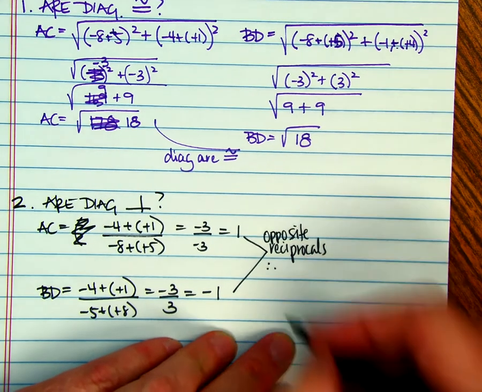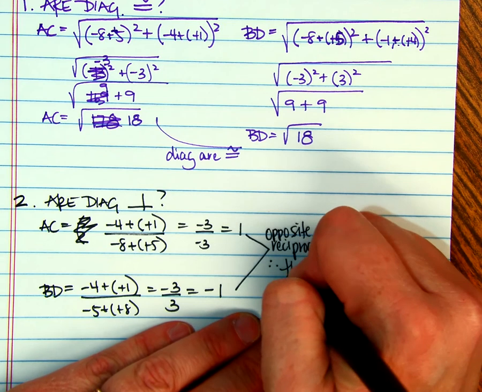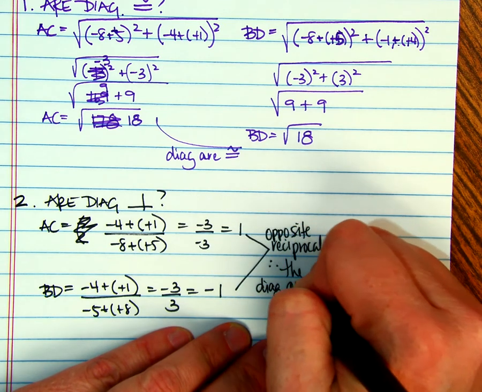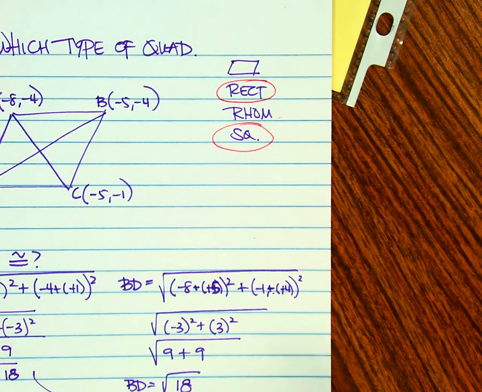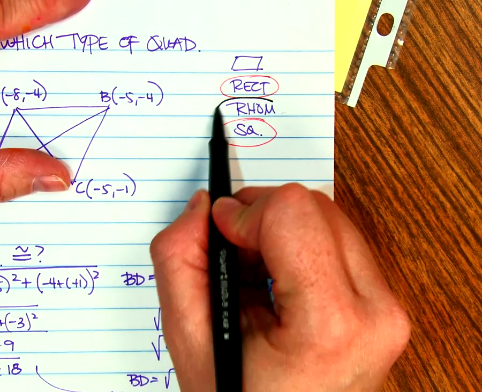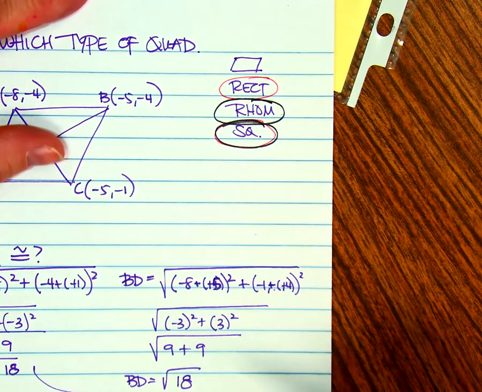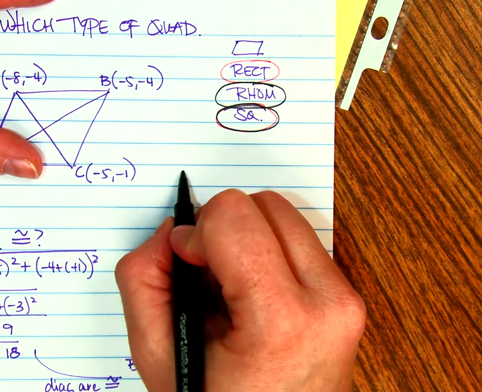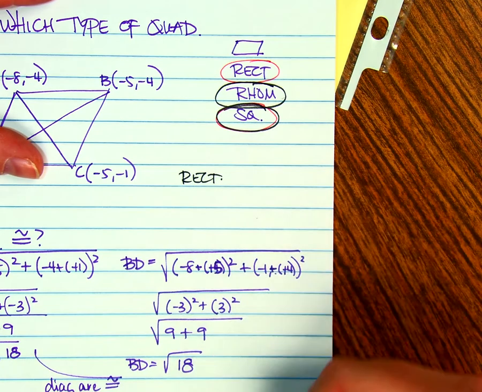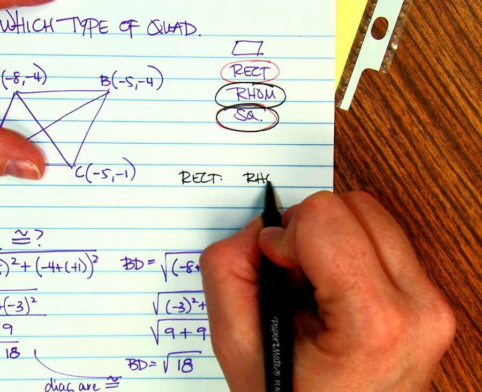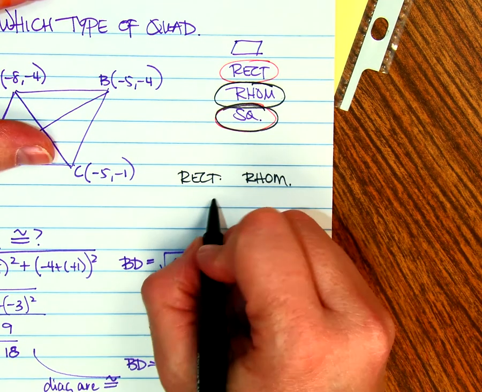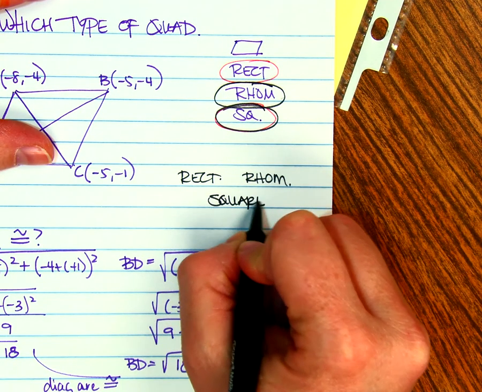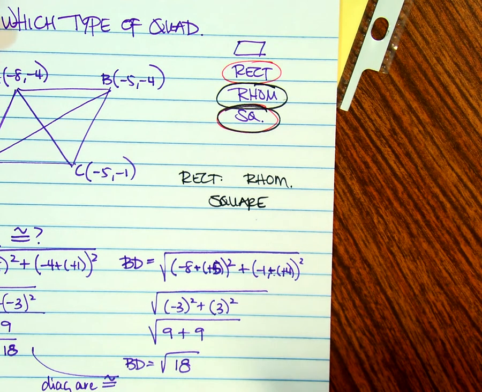Therefore, the diagonals are perpendicular. So let's go back up here. If diagonals are perpendicular, that would be a rhombus and a square. So up here, we've already shown that it is a rectangle. Down here, we showed that it's a rhombus. So it's a rectangle and a rhombus. Well, by definition, if it's both of those, then it is also a square. So if you were wondering the most specific, you would say that it is a square.